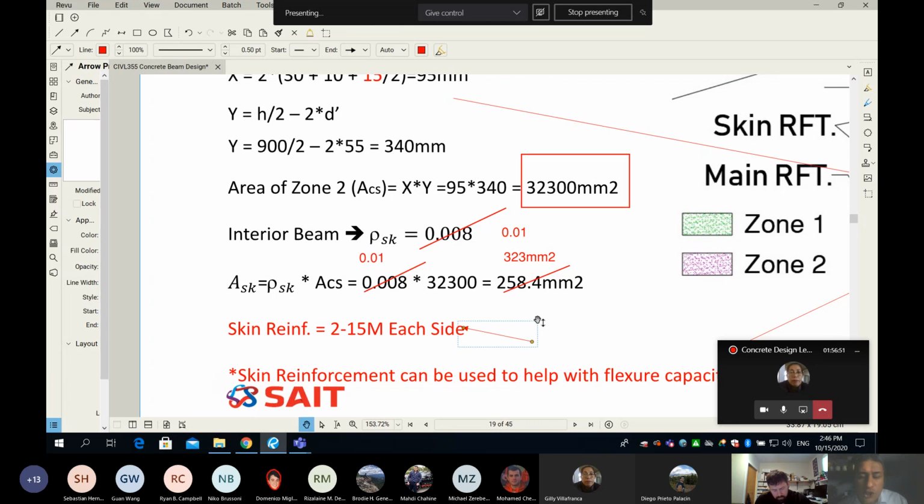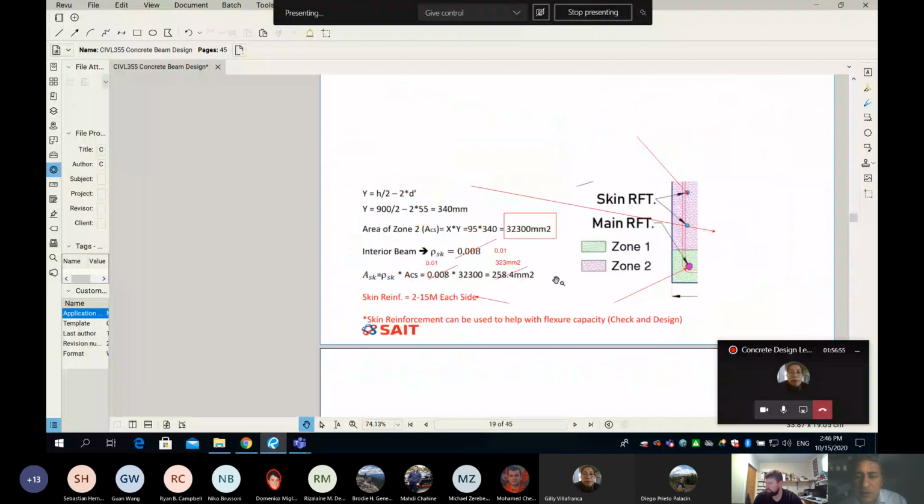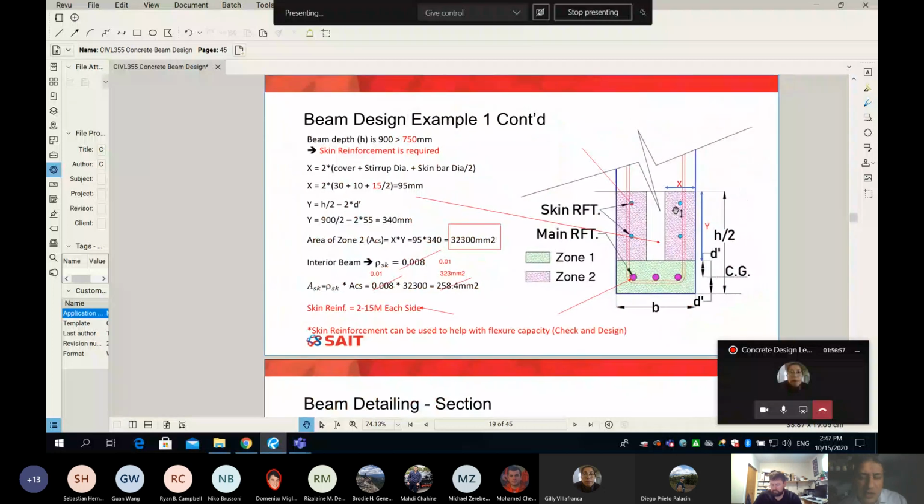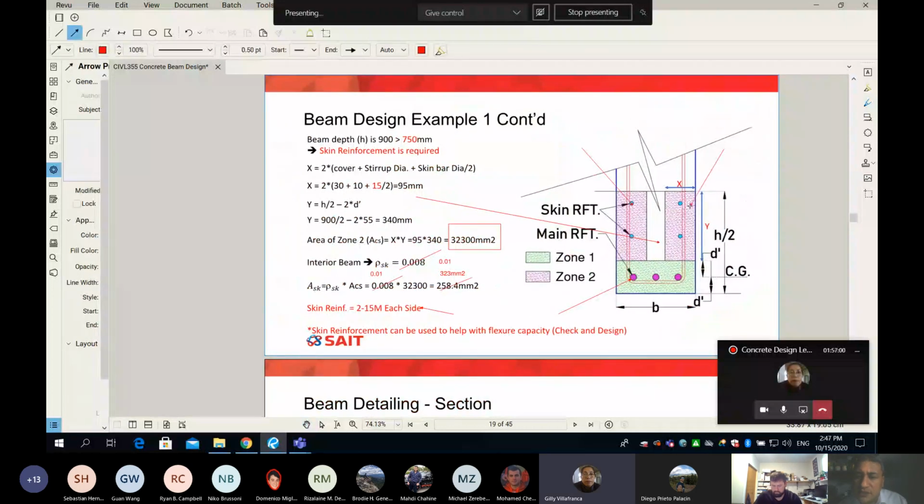It means I will add 2 15M each side. Why each side? Because when I estimated this area, I estimated one side only, and I multiplied it by 1%. So I got 2 15M, and I have to do the same thing on the other side, another 2 15M. So this will be the answer.